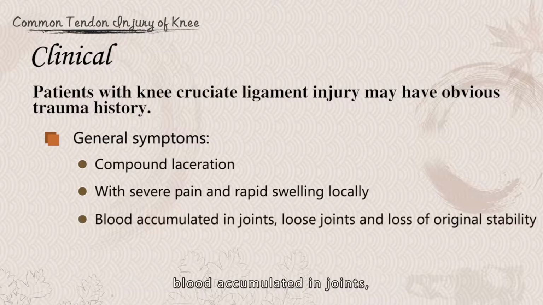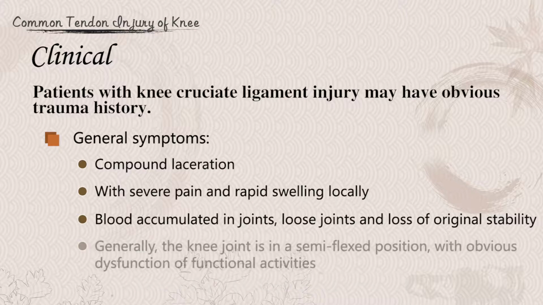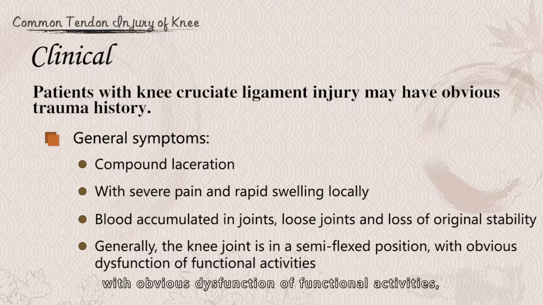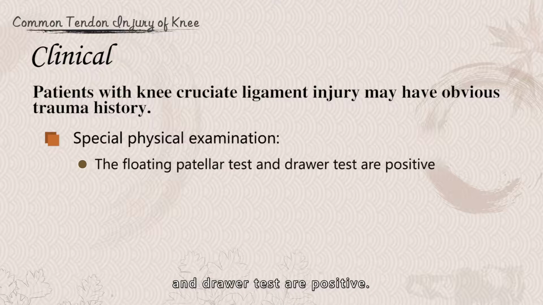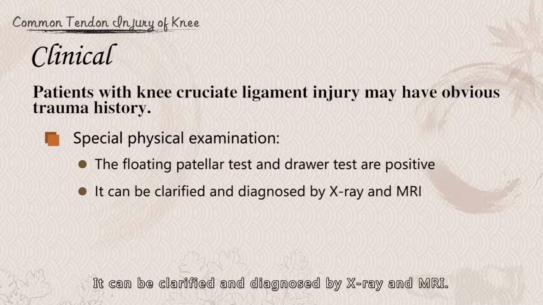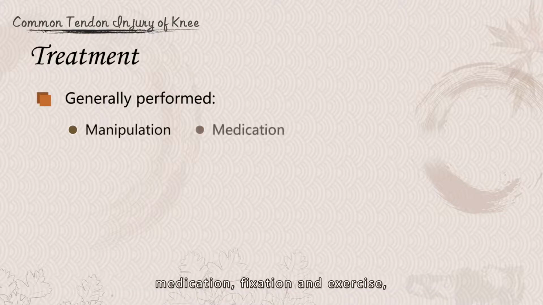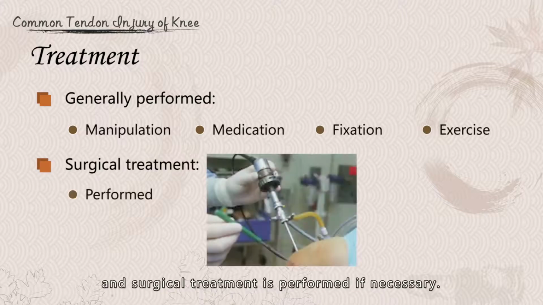Blood accumulates in the joint, and the joint loses its original stability. Generally, the knee joint is in a semi-flexed position with obvious dysfunction of activities. The floating patella test and drawer test are positive. It can be clarified and diagnosed by X-ray and MRI. Treatment is generally performed by manipulation, medication, fixation, and exercise, and surgical treatment is performed if necessary.